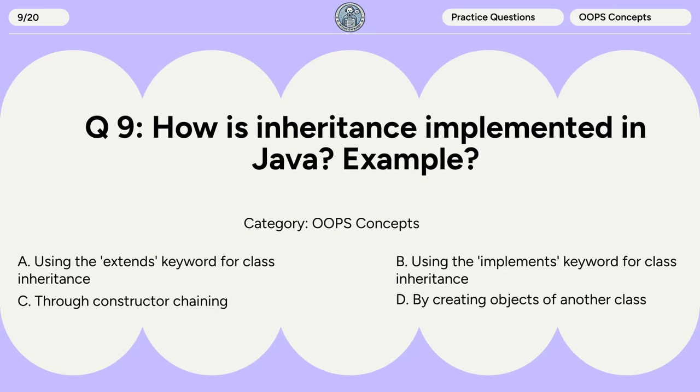Question 9. How is inheritance implemented in Java? Example: A. Using the extends keyword for class inheritance. B. Using the implements keyword for class inheritance. C. Through constructor chaining. D. By creating objects of another class.